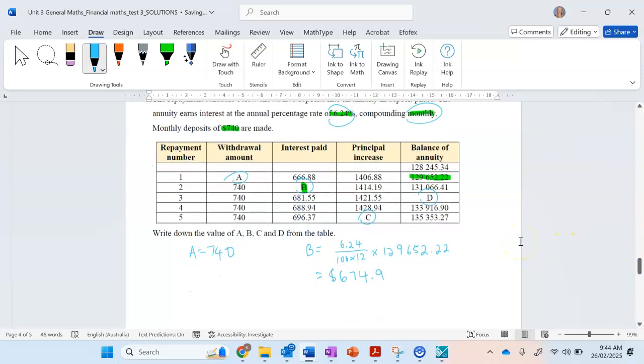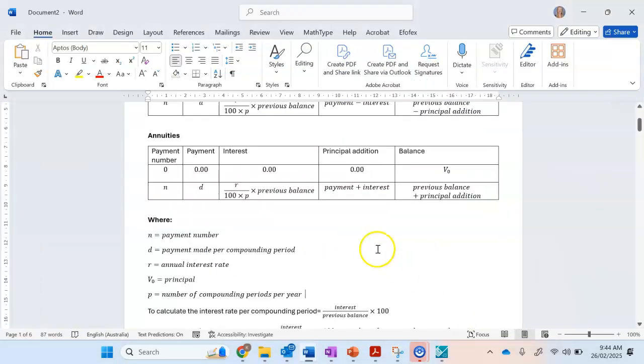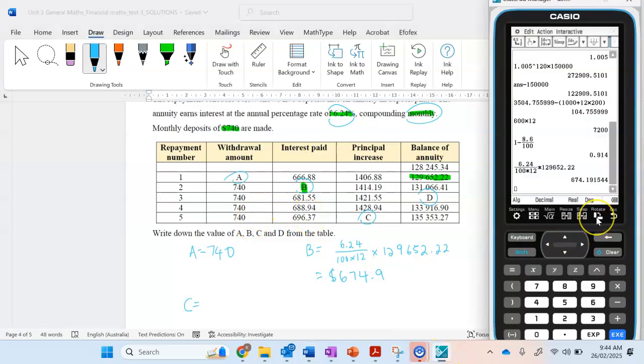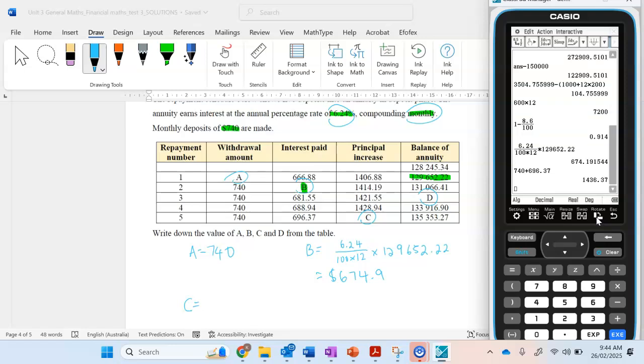All right, let's find C. So this time we're doing our principal increase, so we can refer to our table again. All right, so principal addition means the same as increase. So we do the payment plus the interest. So our payment was 740 plus that interest. So let's put that into our calculator. So 740 plus 696.37. So we get this value.